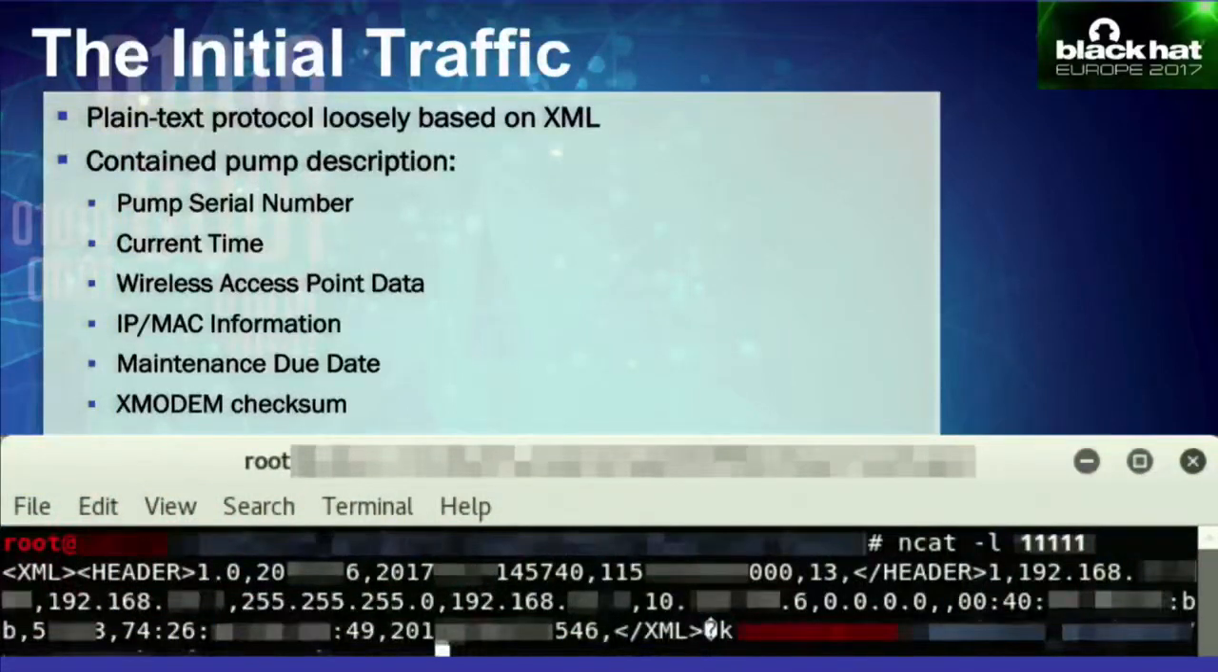It looked like a proprietary protocol, but it was loosely based on XML. We were able to decipher the data that was coming from the pump. It contained certain information like the pump serial number, current time, wireless access point MAC information, and maintenance due date. At the end of the packet, there was a checksum, but since it was a simple Xmodem checksum, it could easily be spoofed. So all that redacted information is that information.